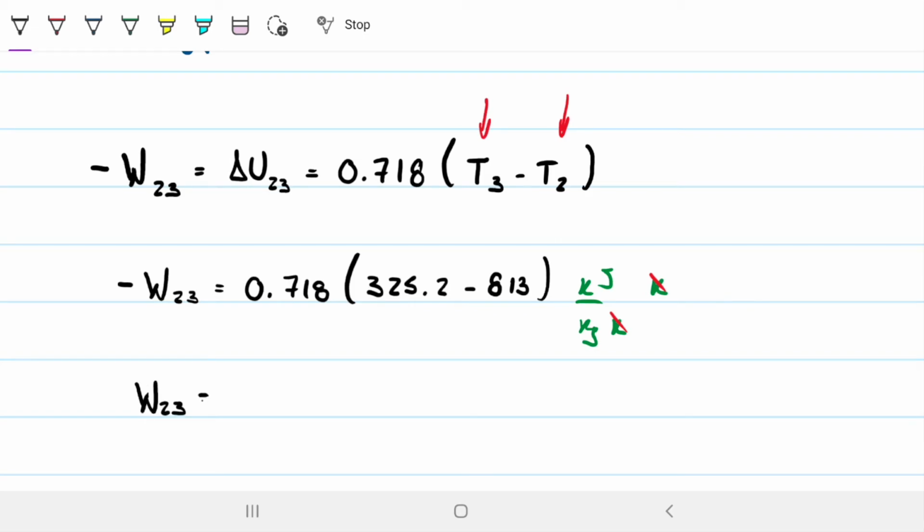Negative sign to the other side. This is going to give me that from 2 to 3, we require 350.24 kilojoules per kilogram.